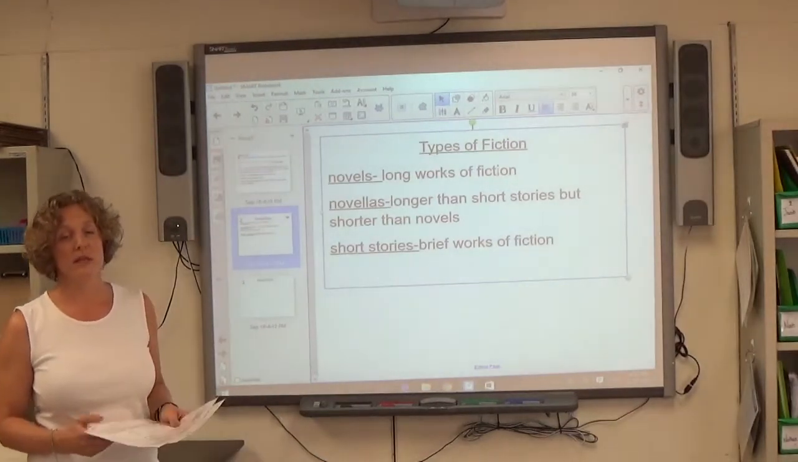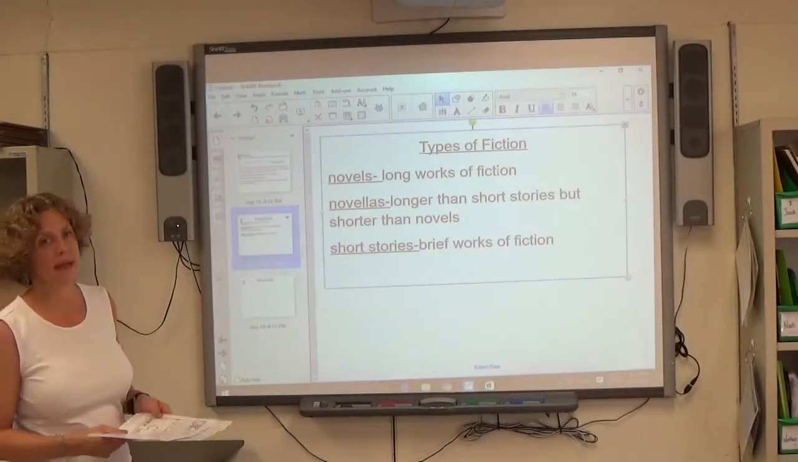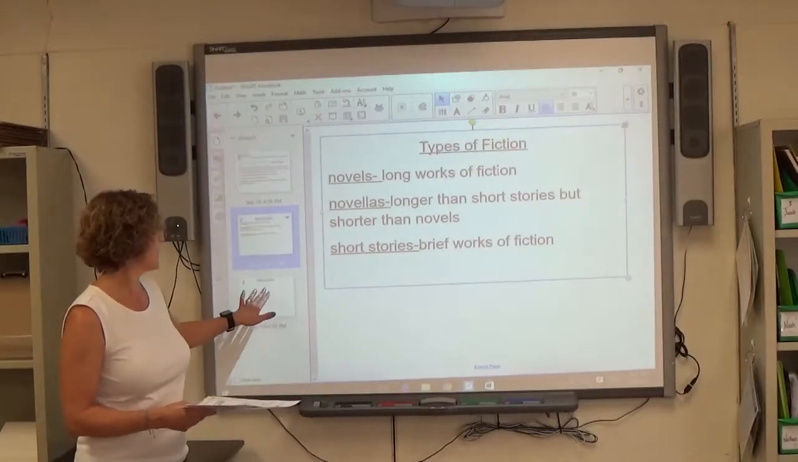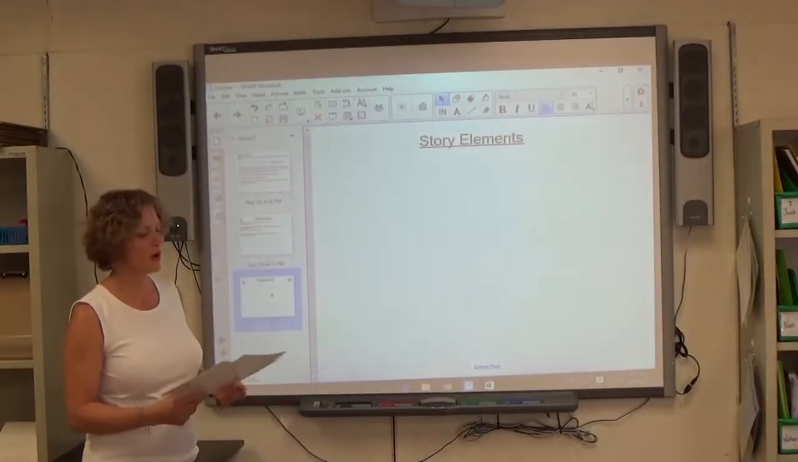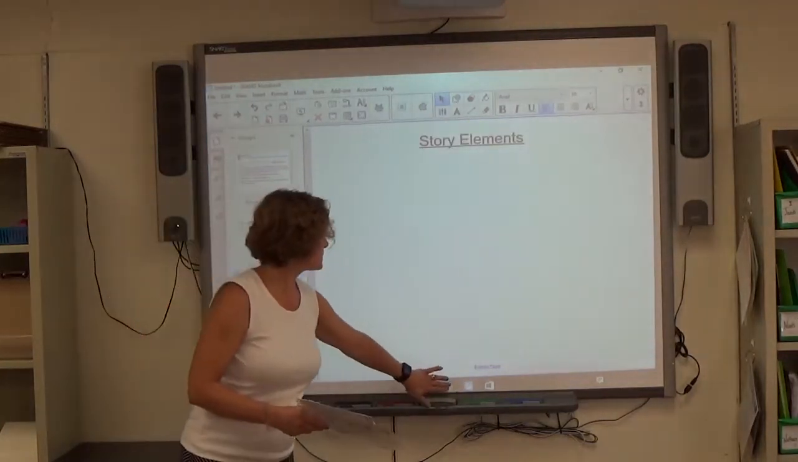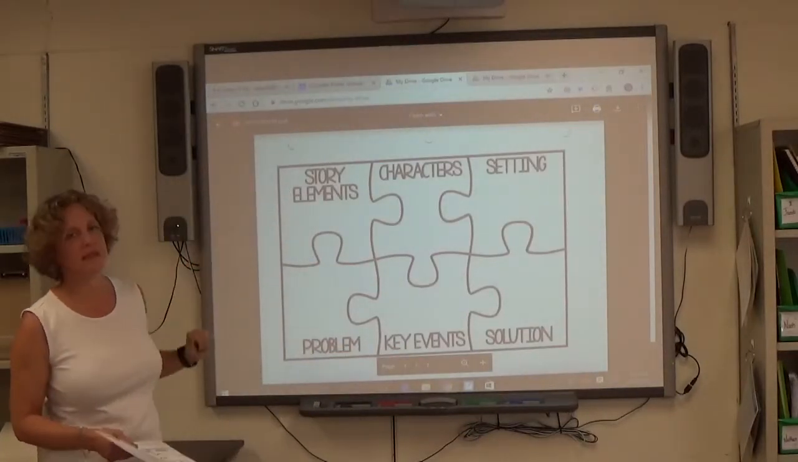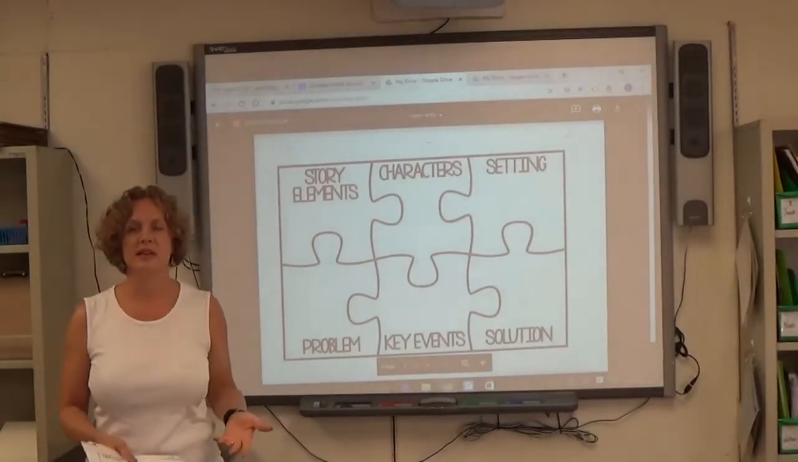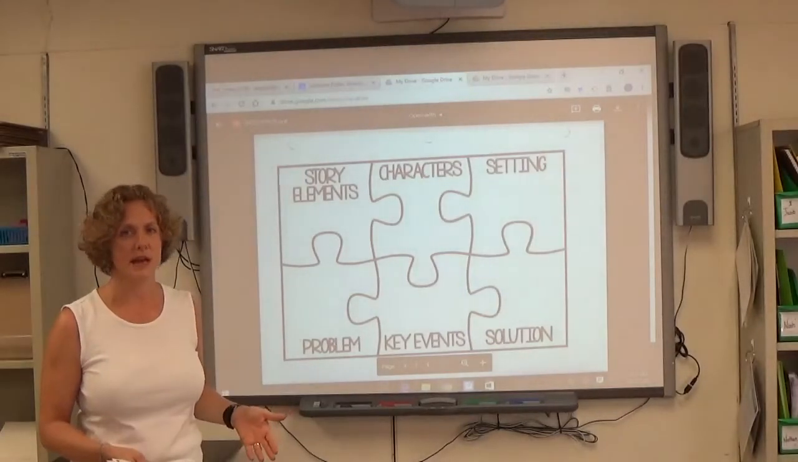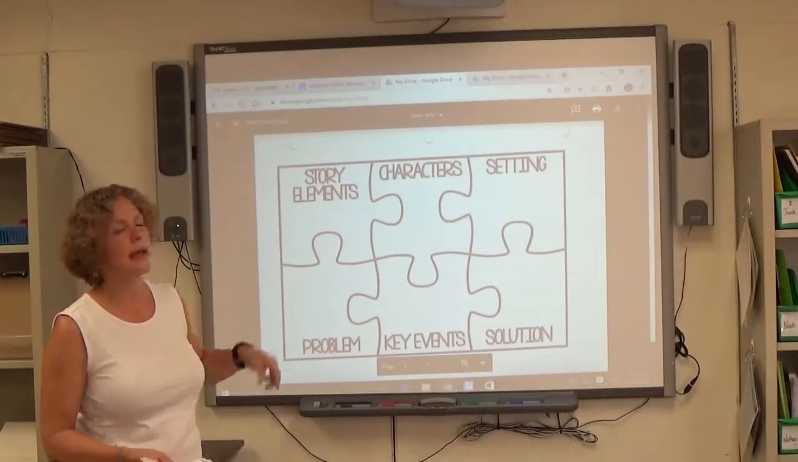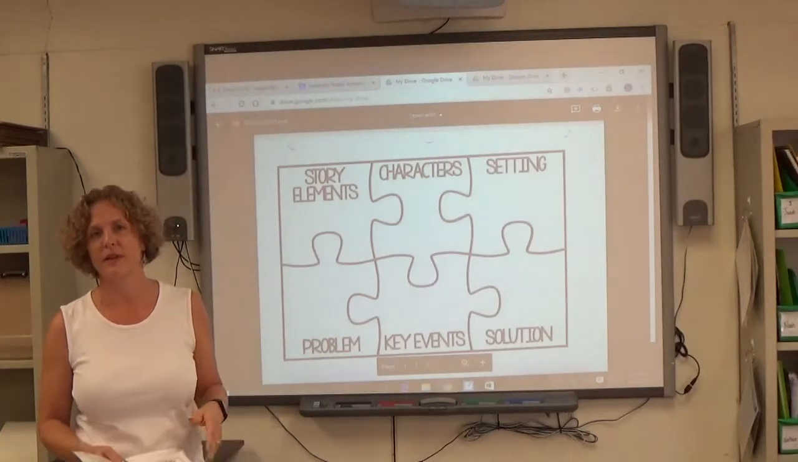So the question is, what goes into making up a fictional story? That's where your puzzle piece sheet comes in. So you have this page out. It's broken up into 6 sections. This is where we're going to take notes on each of these elements, and we're going to identify a definition for each one of them.